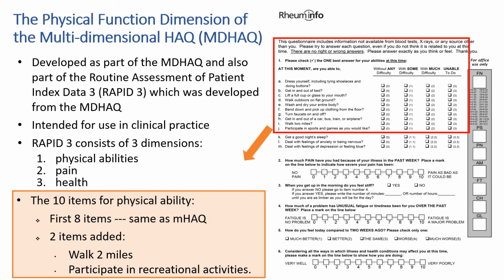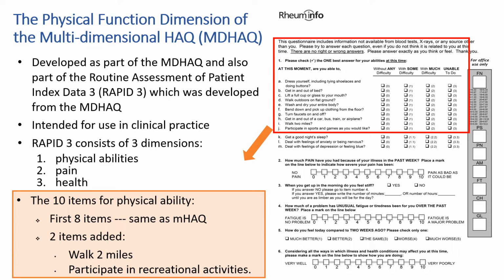Now, we come to the MDHAQ, the 10 physical function questions in the Multidimensional HAQ. These questions were also used in the RAPID3 questionnaire, which is meant for daily clinical use. The first 10 items of the RAPID3 or MDHAQ, shown in the red box here, are purely to assess physical ability and can be added up to an individual score.